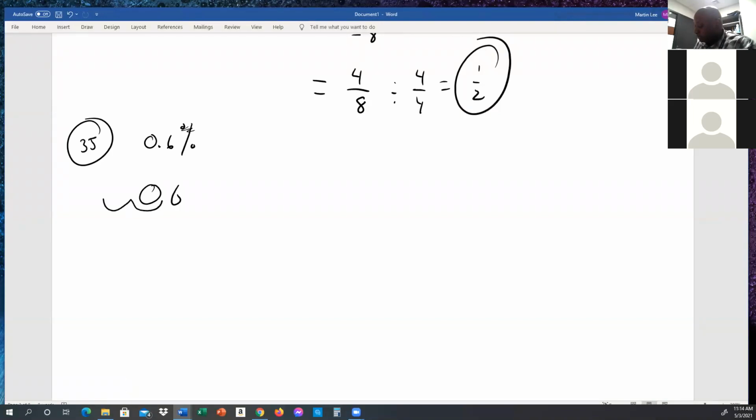1, 2. So here's my decimal point. Fill in a 0, and then add a leading 0, which will give us 0.006. So this is 0.6% written as a decimal.